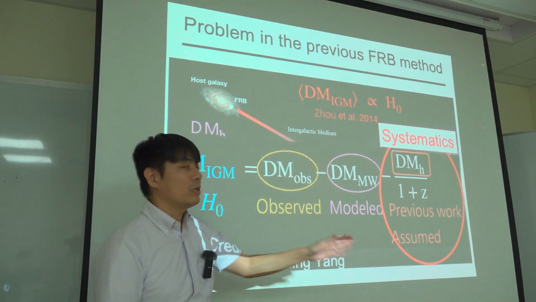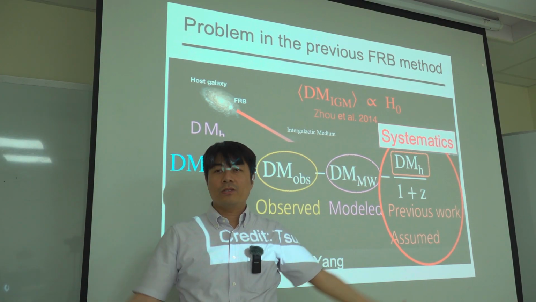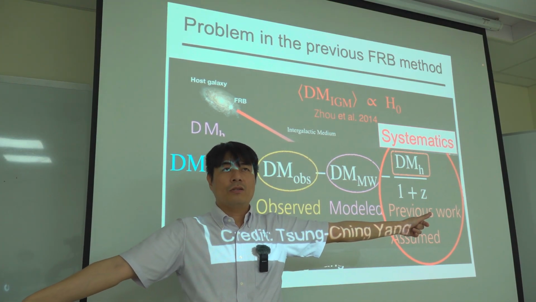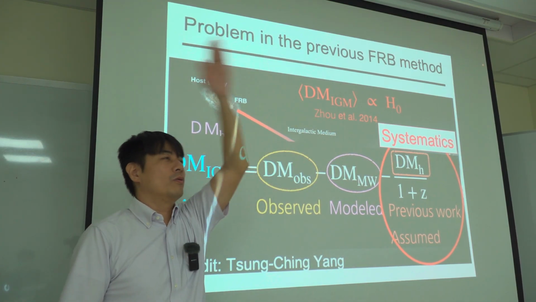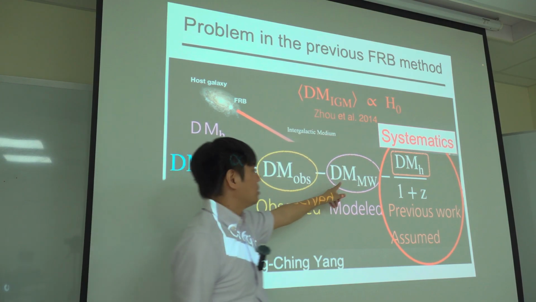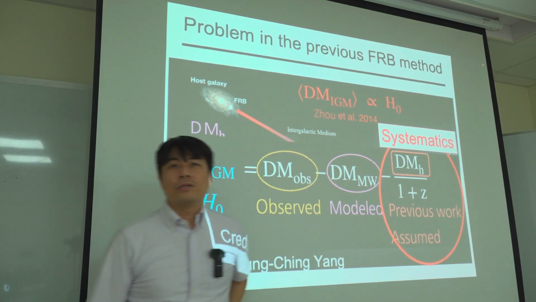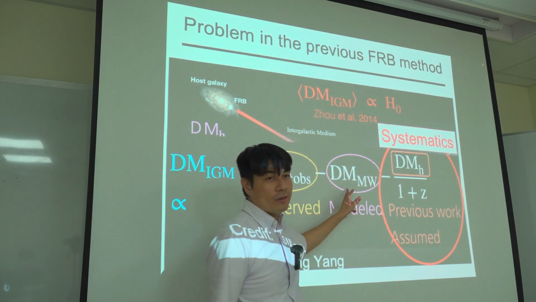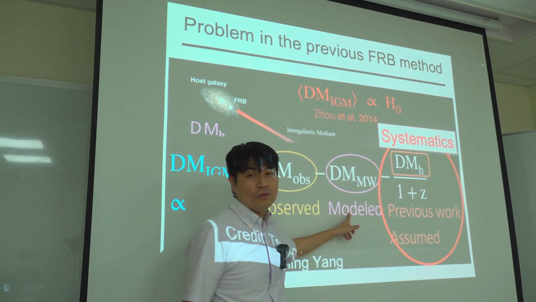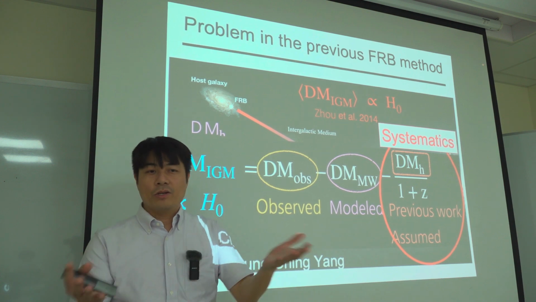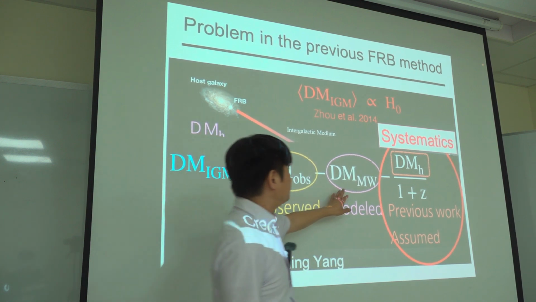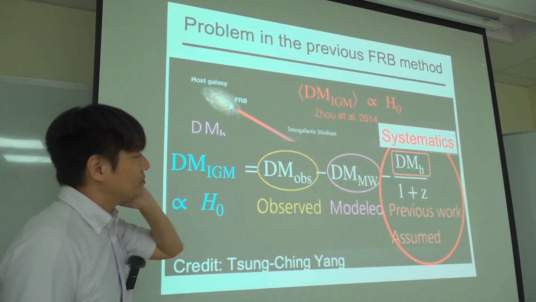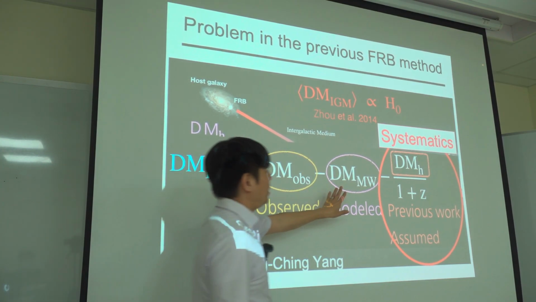There are many observed pulsars in our Milky Way galaxy. Therefore, people already know how much DM exists in our Milky Way. This is measured from pulsars, or we can derive this using a model. The model is optimized to explain the pulsar observations. Anyway, there's a model here. We can trust this. We have a better understanding of this.